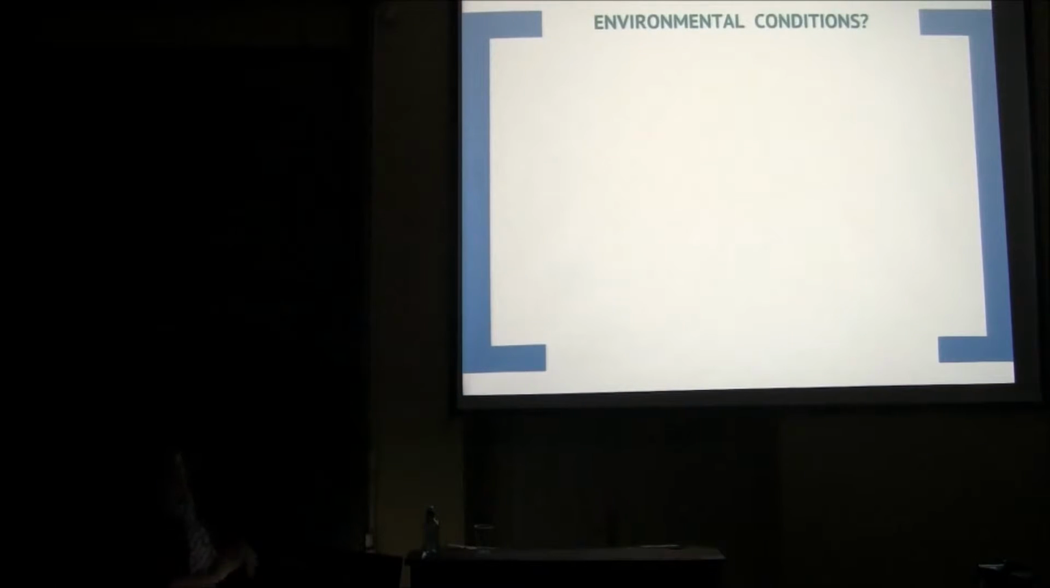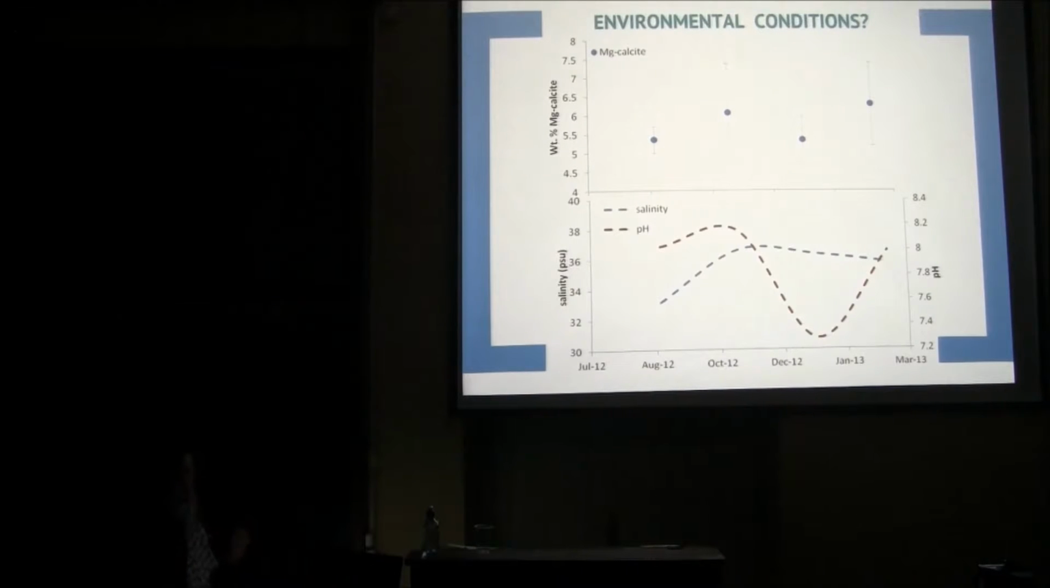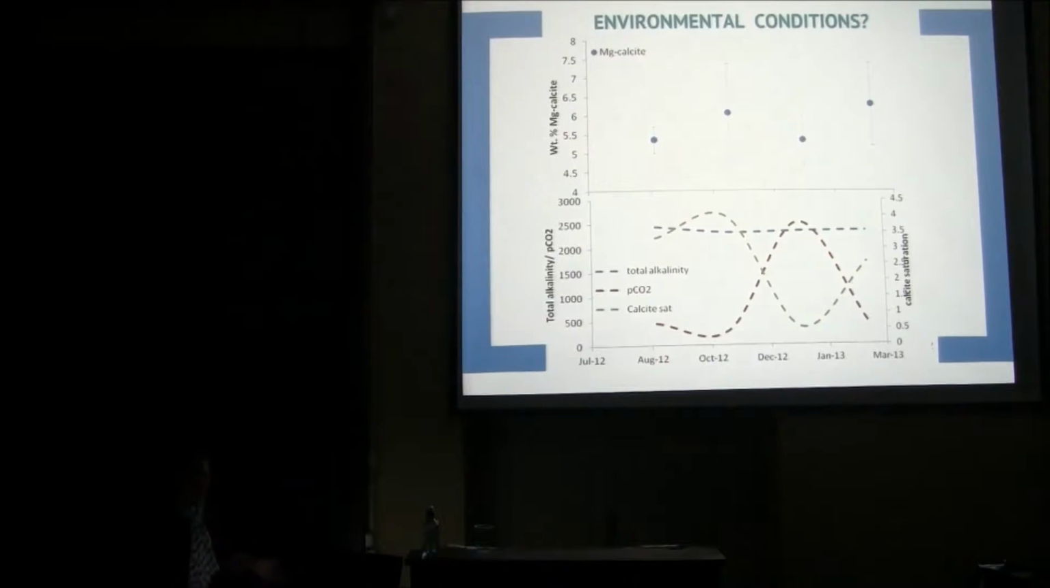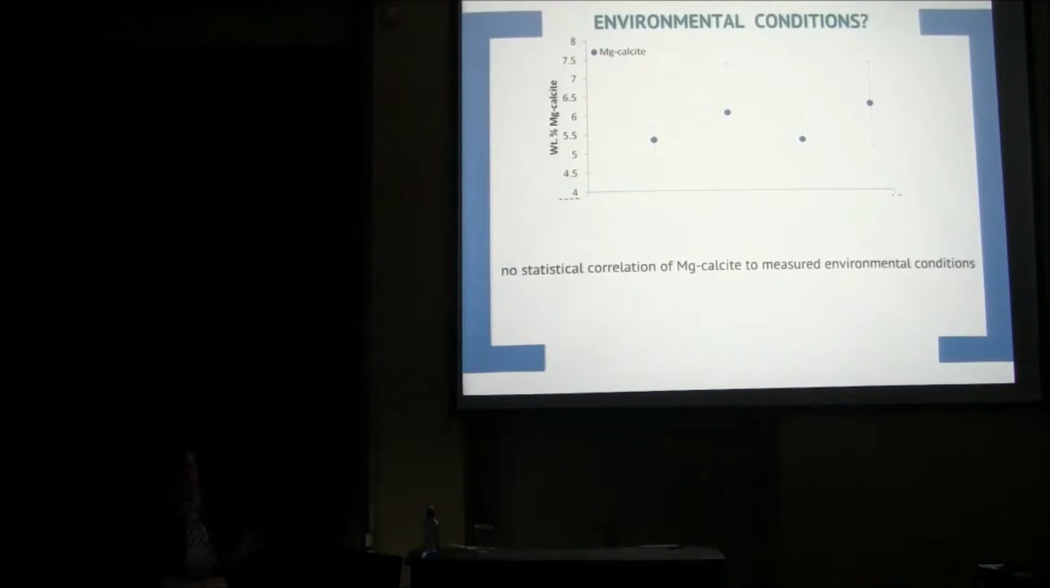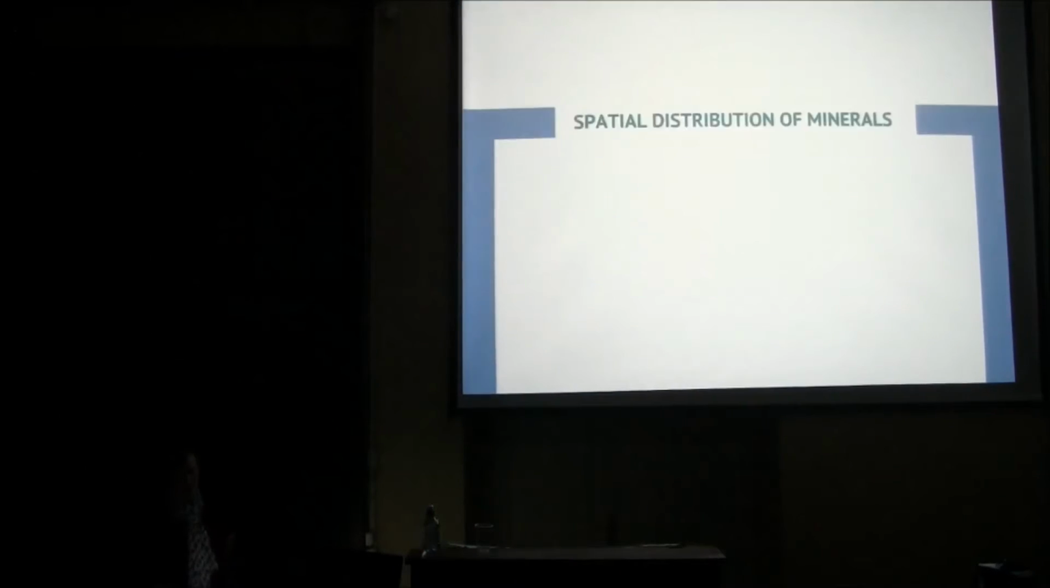Are there any other environmental conditions? This is a bit of a basic slide here with just a couple of measurements, but the summary is no. There are no others. There's no effect of salinity, pH, alkalinity, dissolved carbon dioxide, calcite saturation, or any of these other usually, commonly measured environmental factors. So this doesn't explain the magnesium calcite variation either. So I started to look at something else.